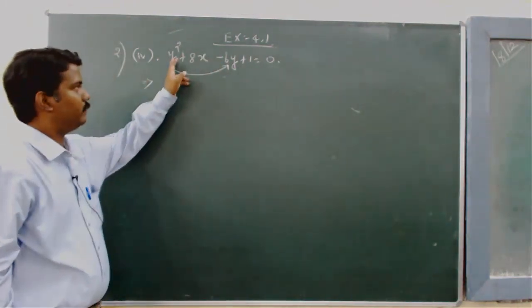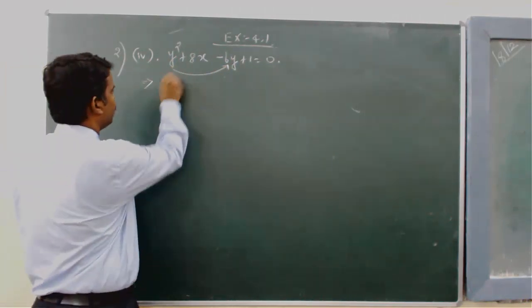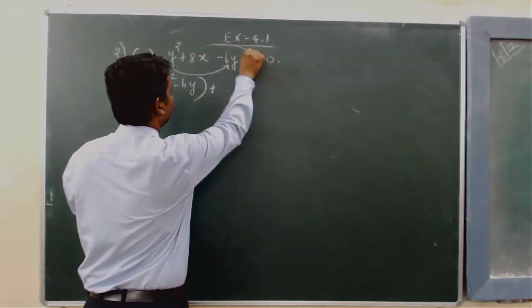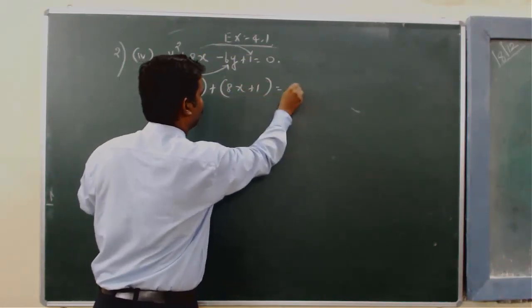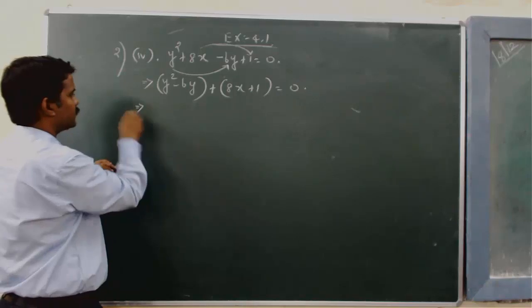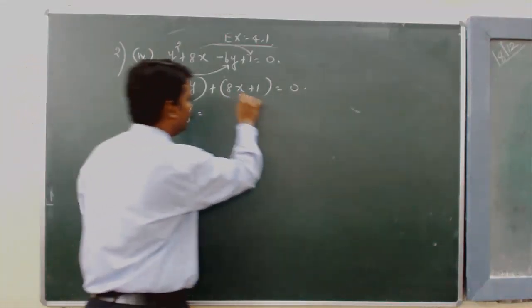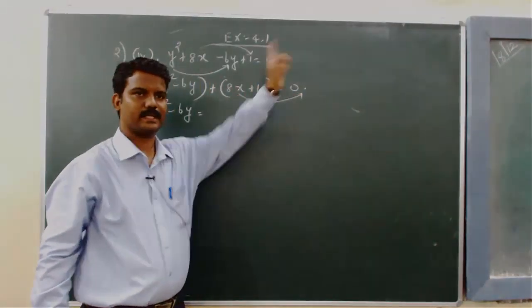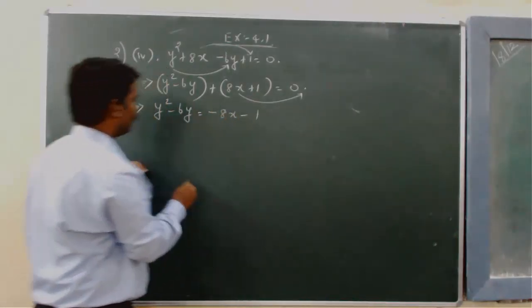the y square and minus 6y, you combine them. Group them. Y square minus 6y, combine these two. You will get what? 8x plus 1 is equal to 0. Now this implies y square minus 6y is equal to the remaining term, 8x plus 1. See? Take that to the right hand side. You will get minus 8x minus 1.